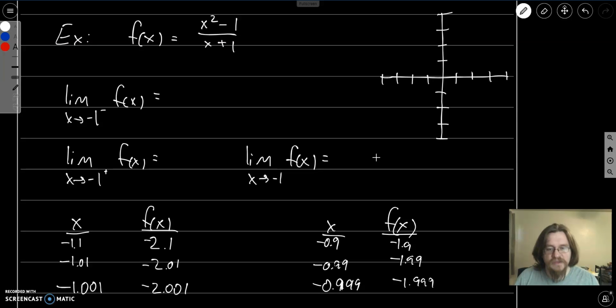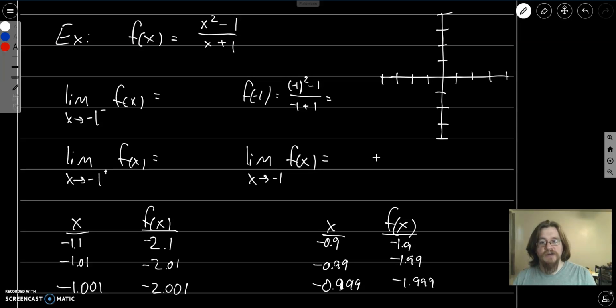And one thing that you may be tempted to do is to just think, oh, this function is going to be doing something. I don't know what it's going to be doing. So let's just plug in negative 1 and see what the value is at negative 1. Well, let's just try this. What is f of negative 1? Well, on the top, we get negative 1 squared minus 1. On the bottom, we get negative 1 plus 1.